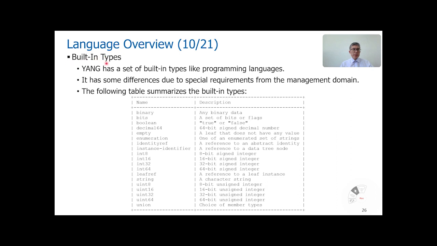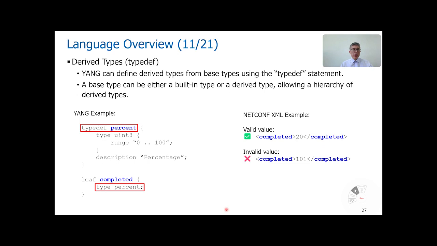Okay, so YANG has many built-in types, like the C language. Binary, bits, boolean, and integers such as 8-bit and 16-bit, unsigned integers, and string, leaf, leafref. Leafref is a reference to an already defined leaf instance. And this is union, a choice of member types. So we can define types using typedef, like in C. So we can use typedef, right?